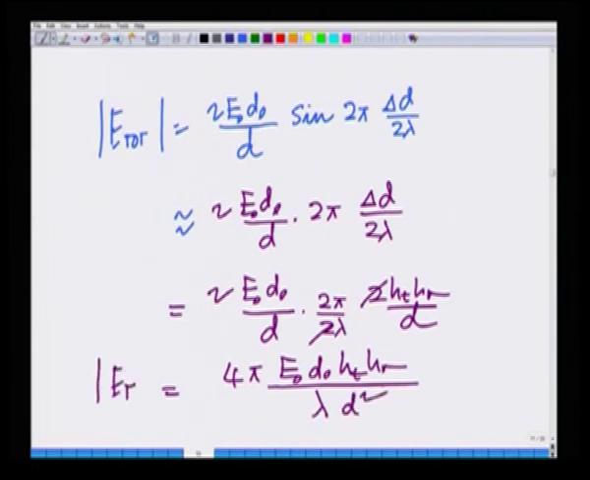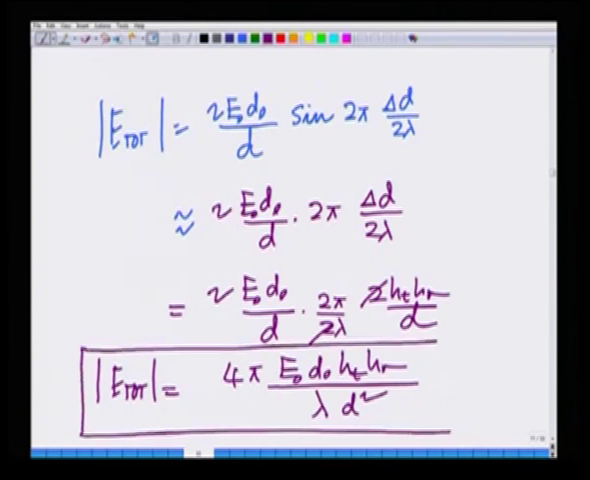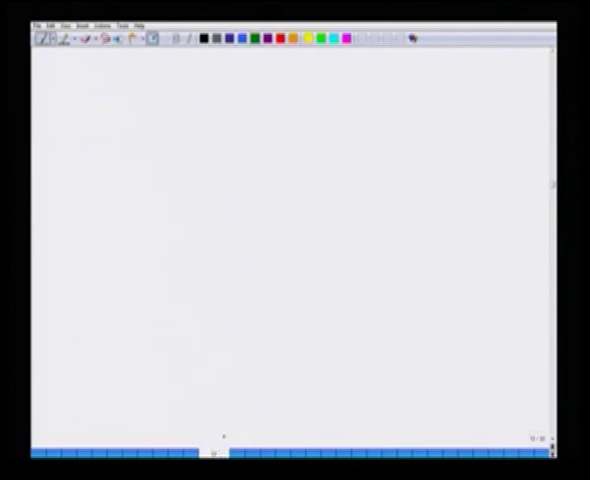Hence, the most important idea here is that the magnitude of the received signal strength is proportional to 1 by d square, which implies the power that is received.